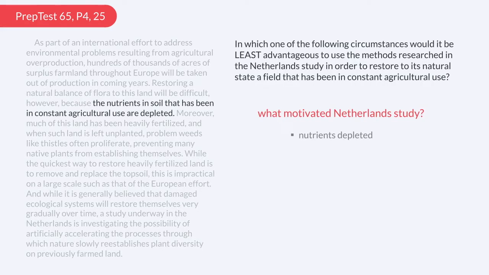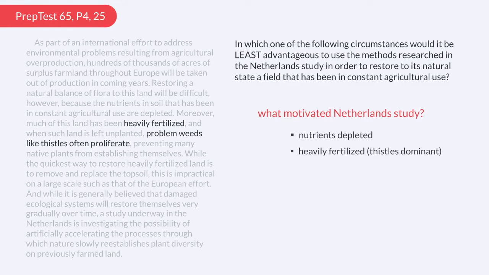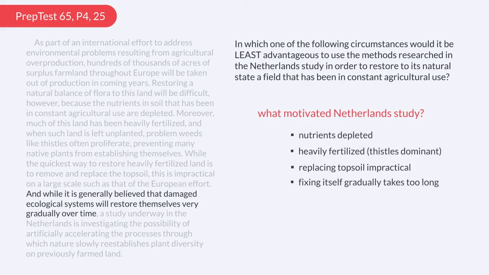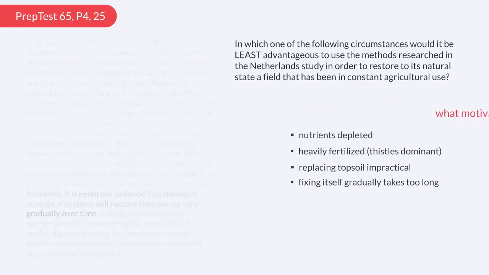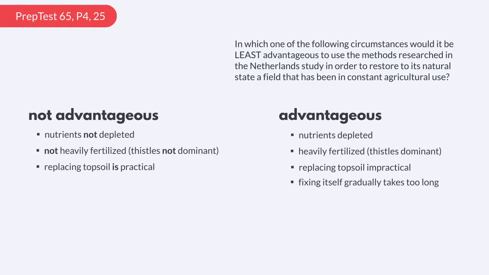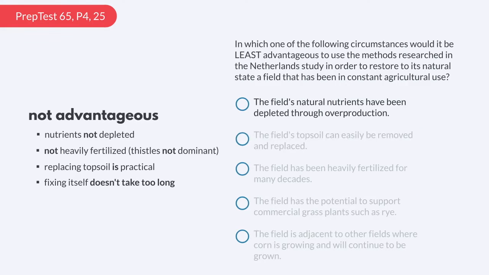Well, we knew that nutrients were depleted from this soil. We knew that it was heavily fertilized, and so thistles were potentially going to dominate. We knew that it was impractical to replace the topsoil, and that we didn't want to wait however long it would take for nature to fix itself. So a correct answer could just flip any of those details. It wouldn't be as advantageous to do what the Netherlands study is telling us if the nutrients aren't depleted, if it's not heavily fertilized and there isn't a risk of thistles dominating, if you can just remove and replace the topsoil, or if you're fine with waiting a long time for nature to fix itself.